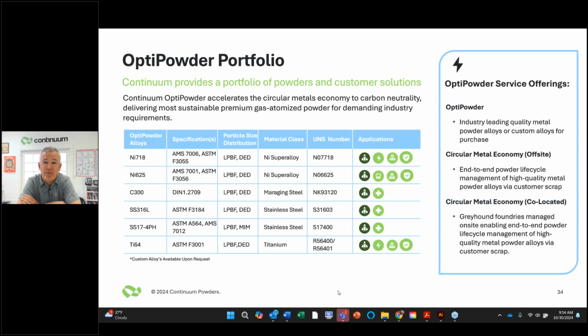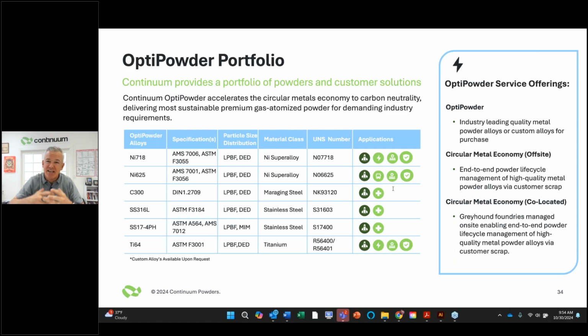And then finally, where it becomes nirvana, and this is where I think the future of our industry really is, and you're starting to see a lot of this, as the team from Elementum has already pointed out, in both the Department of Defense and Department of Energy, but also with major global conglomerates that are producing tons of metal waste and also need tons of metal powder. It's a circular metal economy in a co-located fashion.